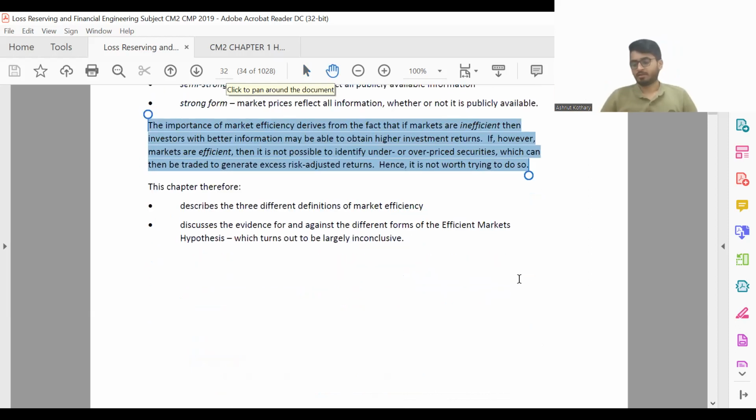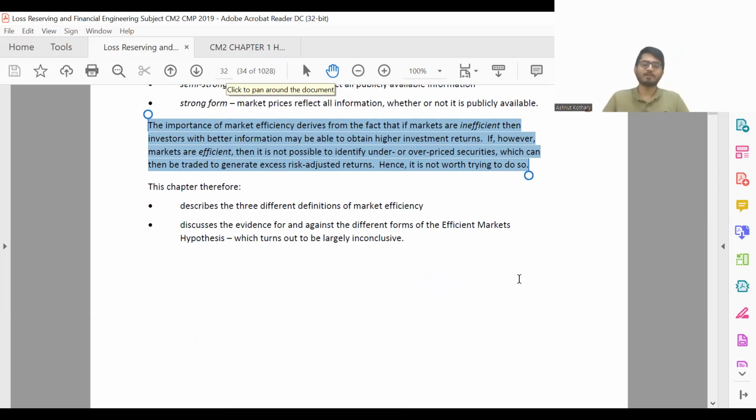So this chapter does two things: it describes the three definitions of market efficiency. Along with that, we would also look at certain investing techniques, primarily two. One we call the passive investing technique, and the second is what we call the active investment technique. And then we discuss the evidence for and against the different forms of the efficient market hypothesis, which turns out to be largely inconclusive.